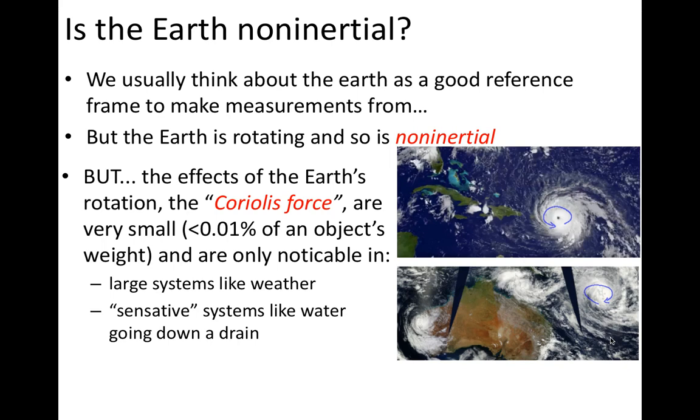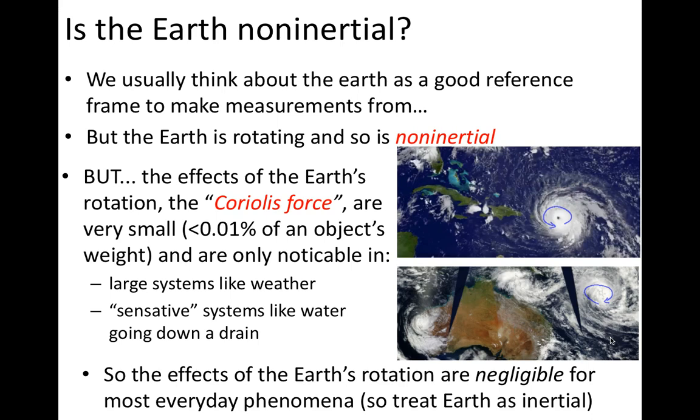In the northern hemisphere, water going down a drain is going to swirl in a counterclockwise rotation. And in the southern hemisphere, the water going down a drain actually swirls the opposite way. So for most of our purposes, we can neglect the fact that the Earth is rotating. And for everyday phenomenon, we can act as though the Earth is inertial.